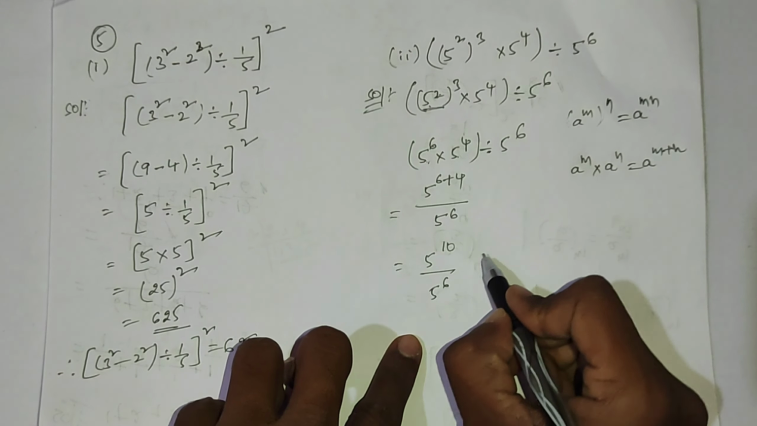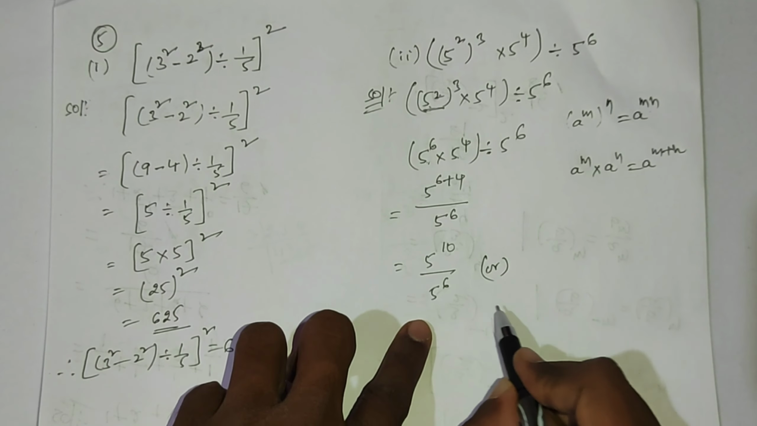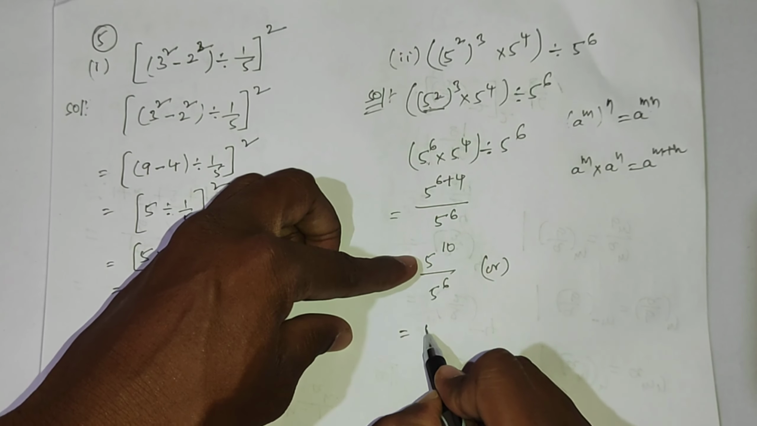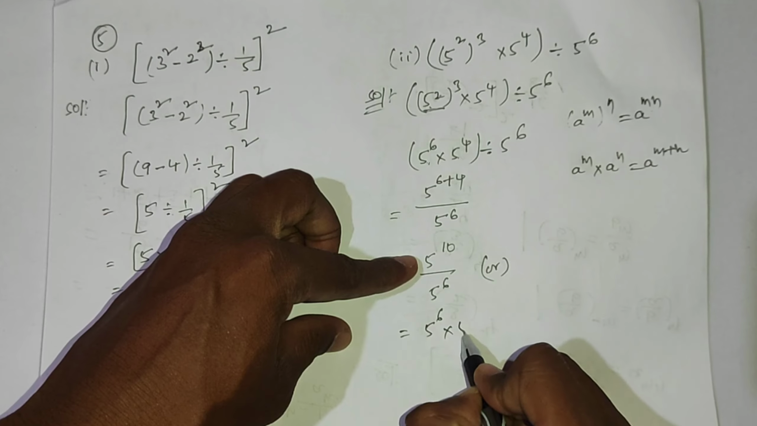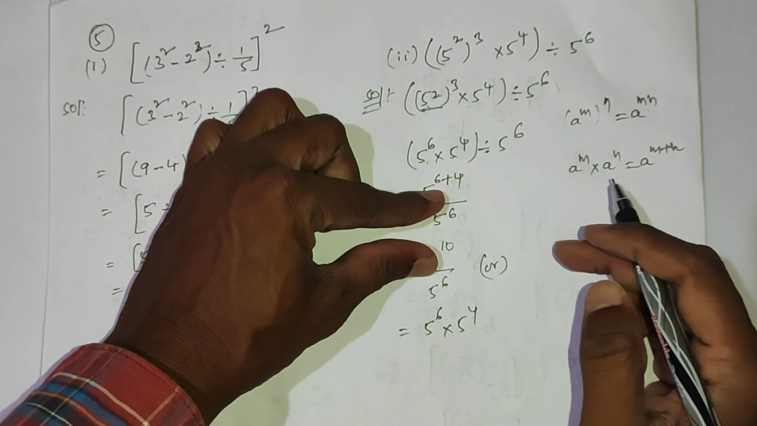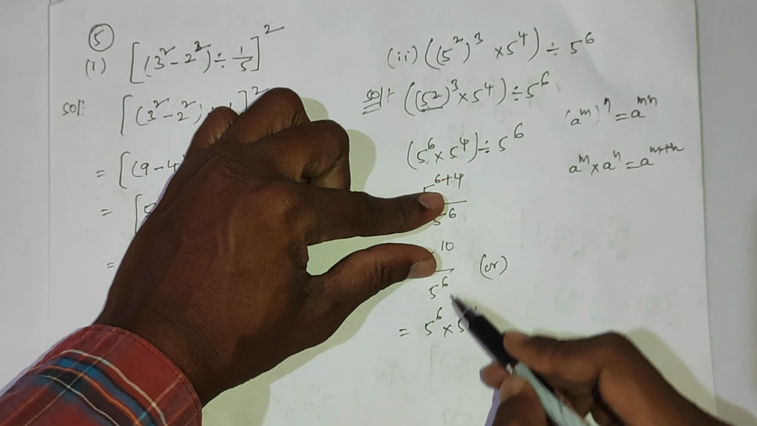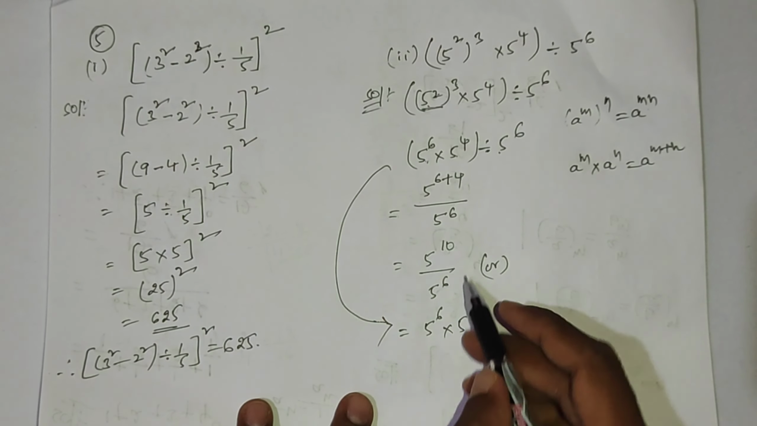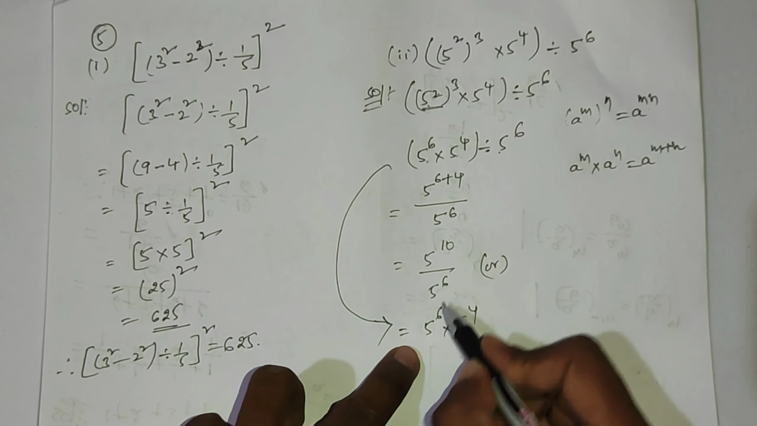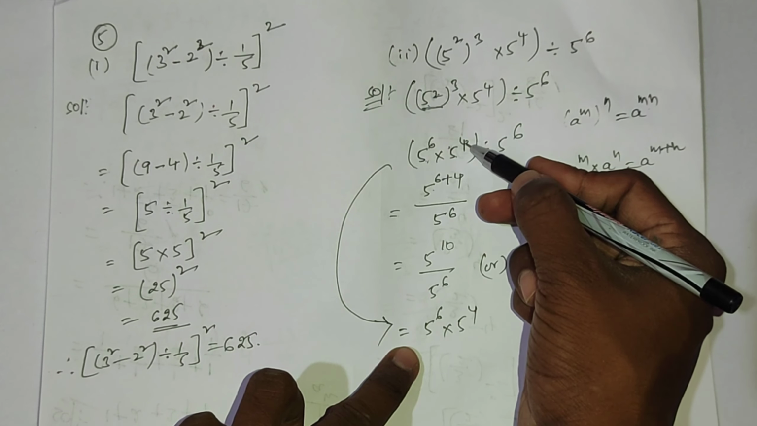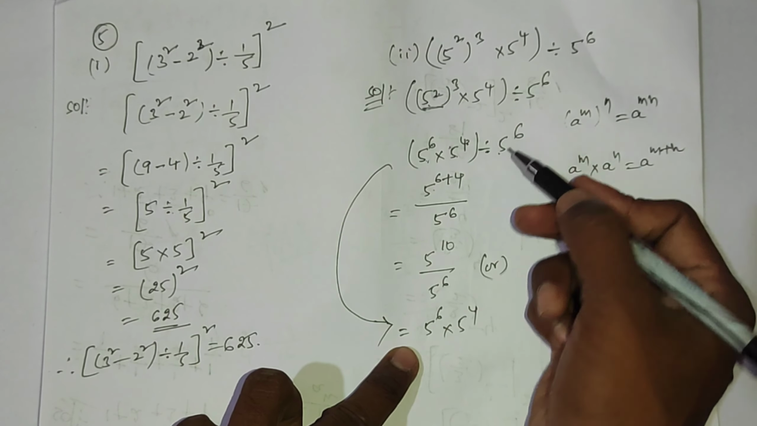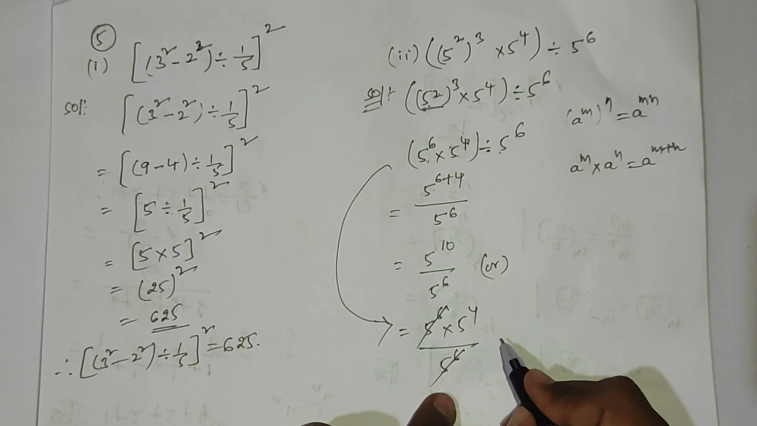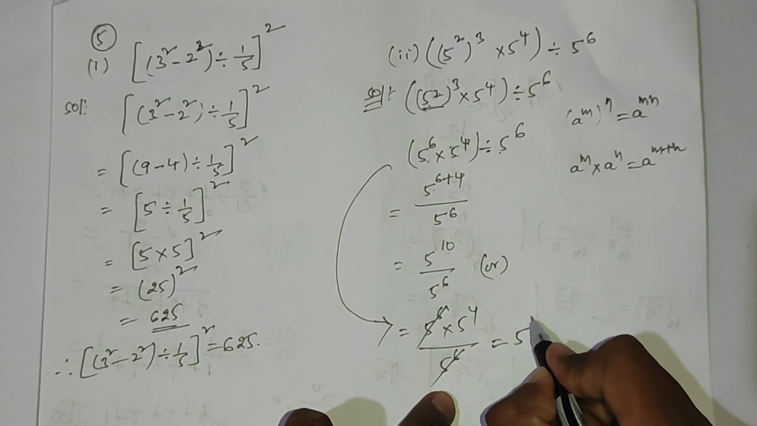Or you can continue from the earlier step: 5 to the power 6 into 5 to the power 4, by 5 to the power 6. Again, the numerator and denominator will be cancelled. Then the answer is 5 to the power of 4.